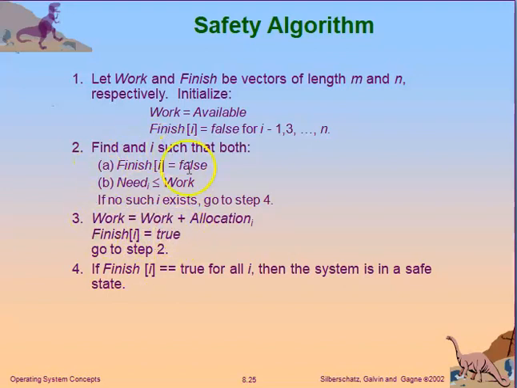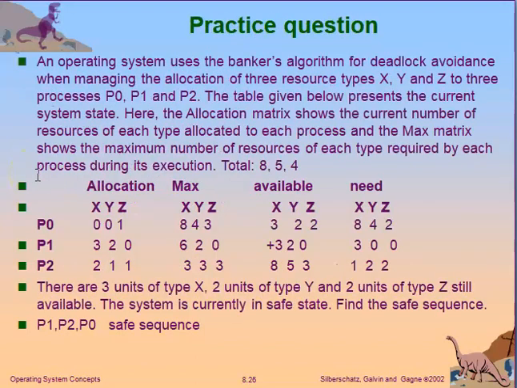So in this way, we will continue here till all the processes are marked as true. If in the end, all the processes are marked true for the finish, in that case, the system is in a safe state and we have found the safety sequence. And in case any one process is going to remain without finish equal to true, that means that we cannot find a safe sequence for that particular given configuration. Now let us look at one example.